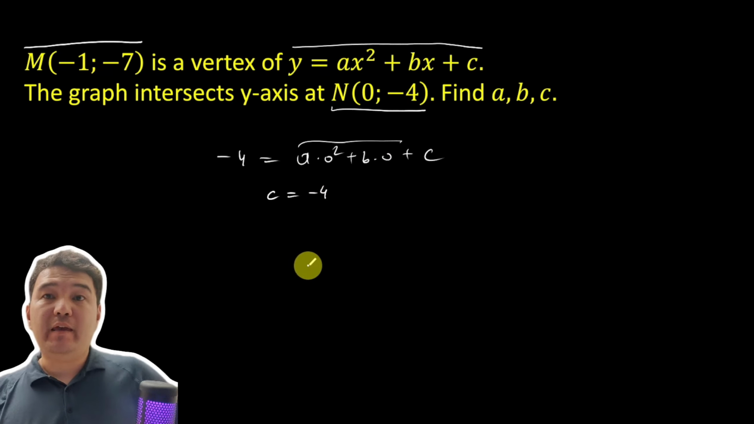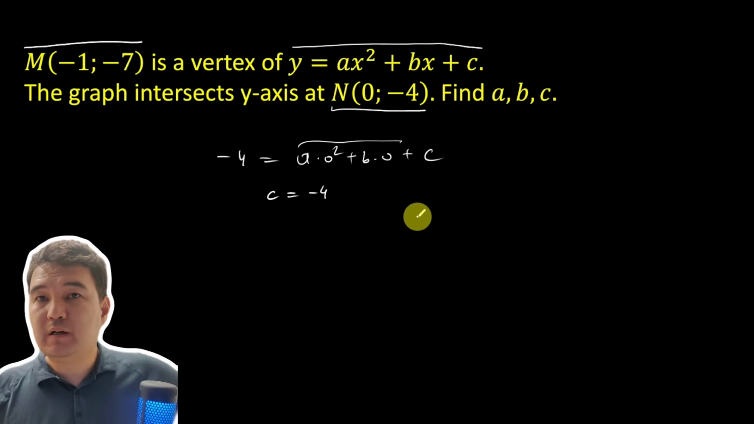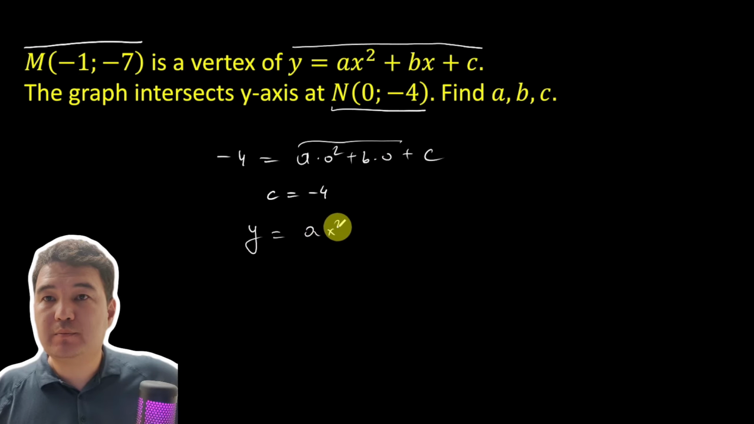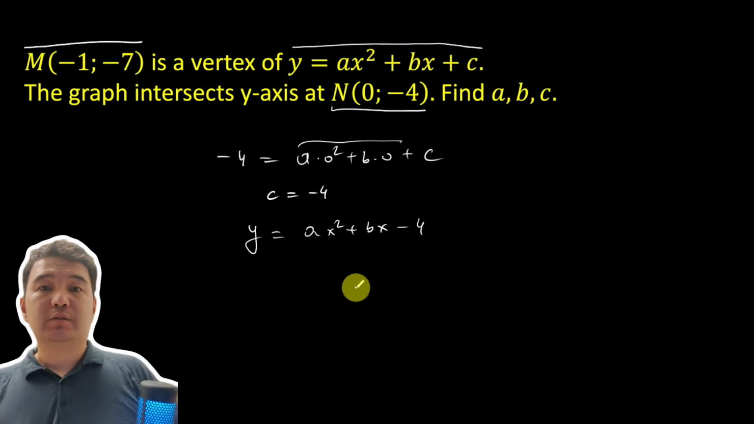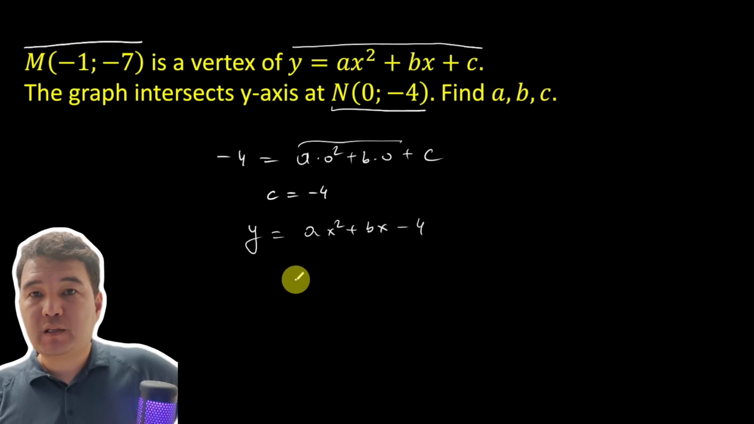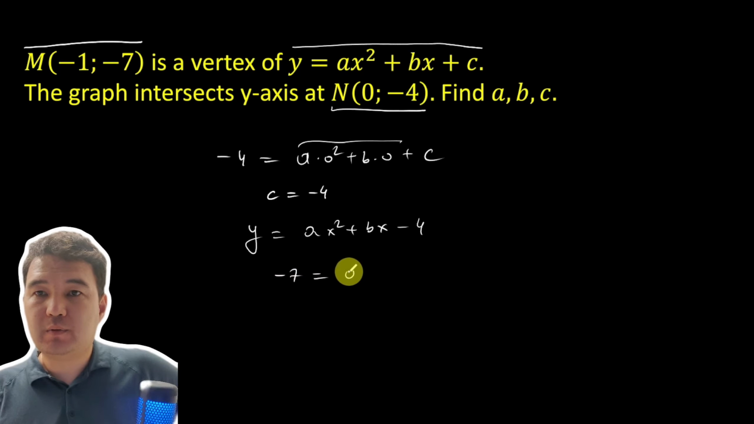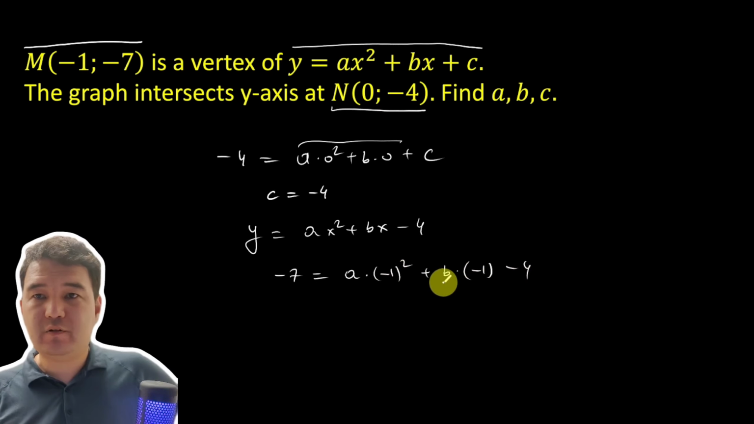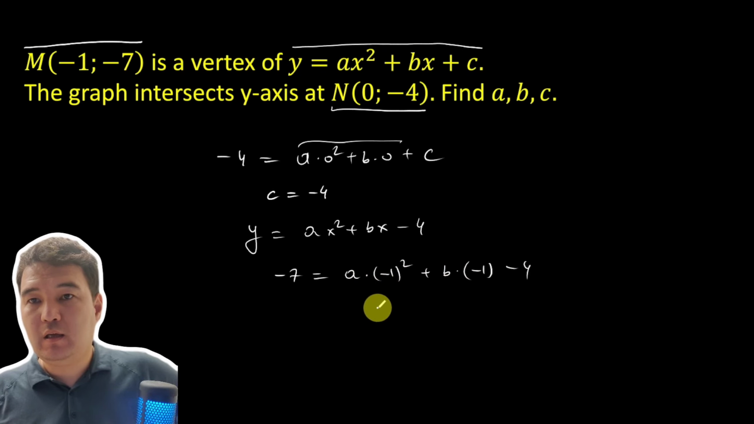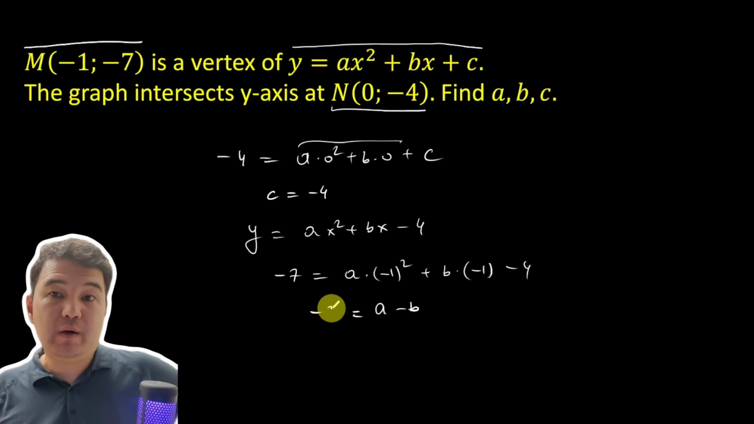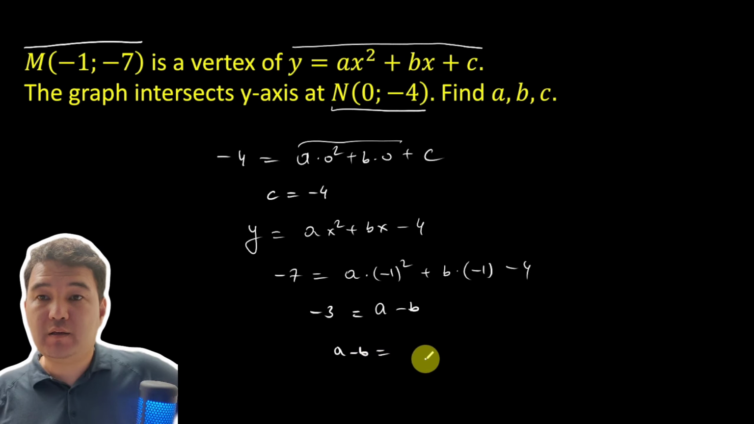Okay, now let's find a and b. I'm going to rewrite the function as y is equal to a x squared plus bx minus 4. If I plug in negative 1, I should get negative 7. So that means negative 7 is a multiplied by negative 1 squared plus b times negative 1 minus 4. Let's simplify the expression first. That's a minus b. If you add 4 to both sides, you'll get negative 3. So a minus b is negative 3.